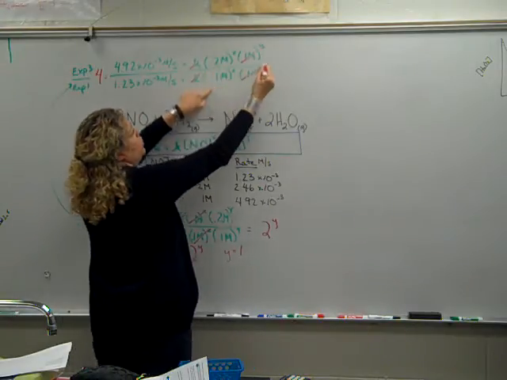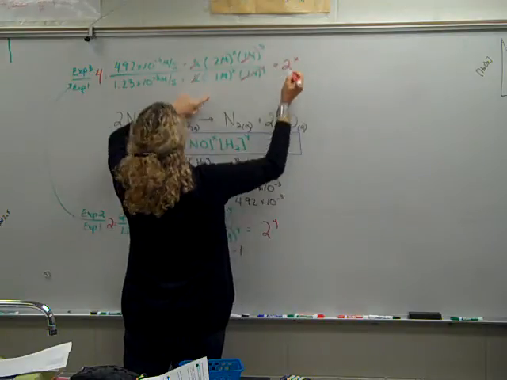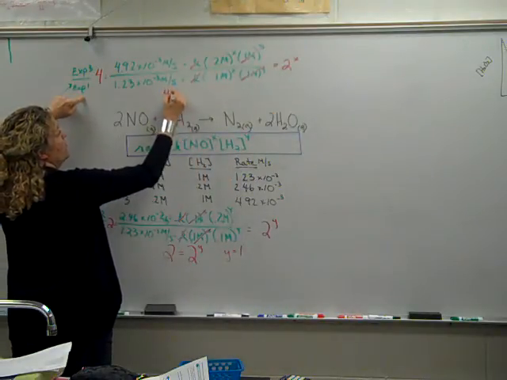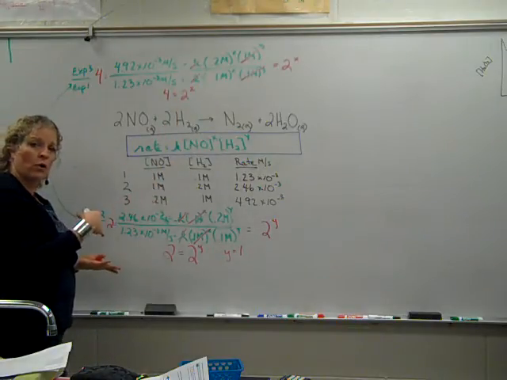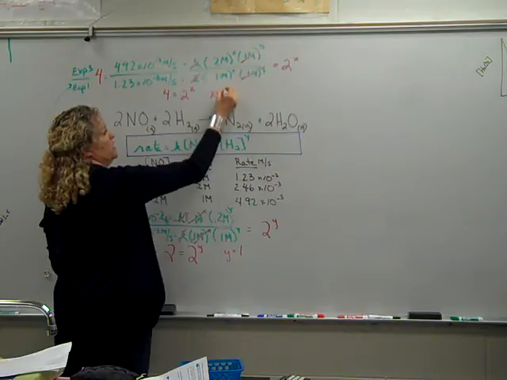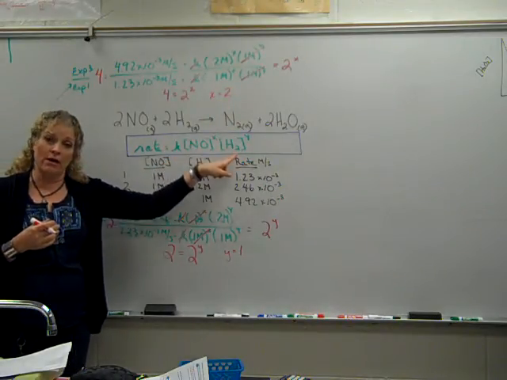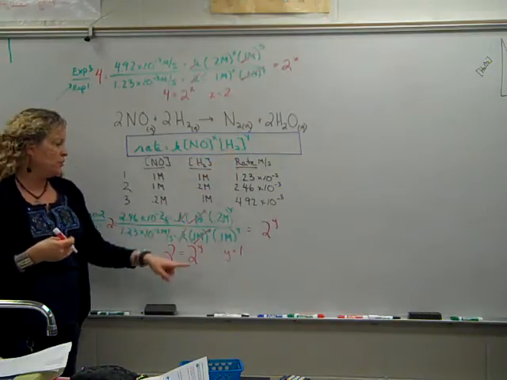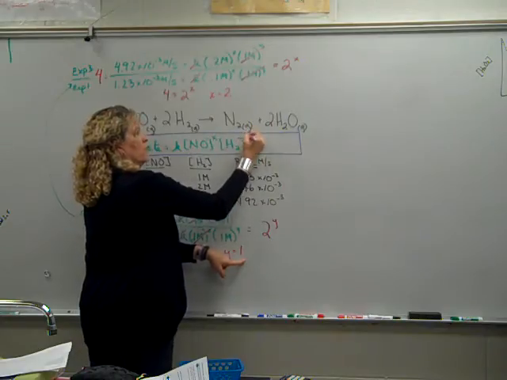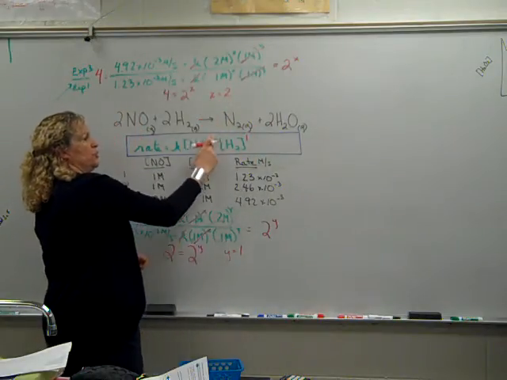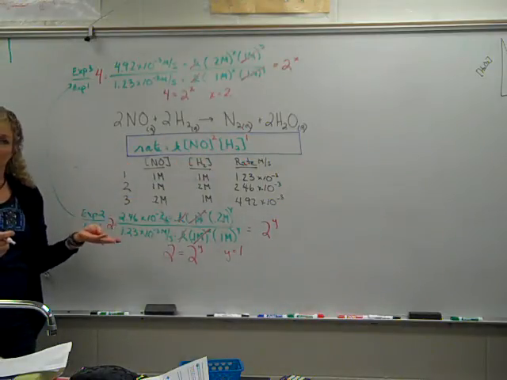So here we have 0.2 over 0.1, that's 2 to the X. So now our simplified math is 2 to the what power is 4? Well, the answer is 2. So now we're ready to turn our generic rate law into the real rate law. So y was equal to 1 and x was equal to 2. And that is the rate law.